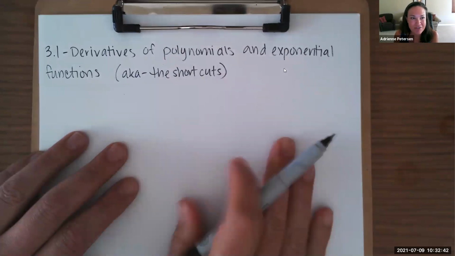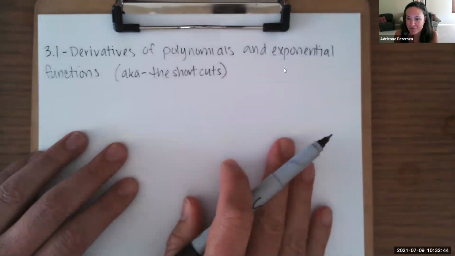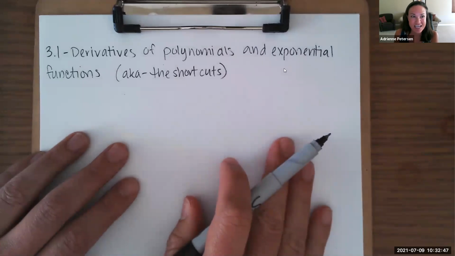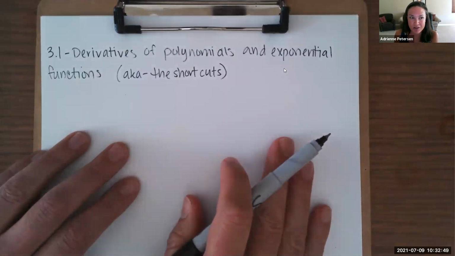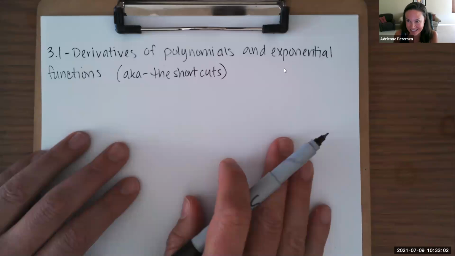In chapter 3, we're moving on to a bunch of rules on taking the derivatives. What we're doing today is derivatives of polynomials and exponential functions, also known as the shortcuts. So no longer will we ever have to do the limit definition of the derivative. It is important that you see where that comes from, that approximating slope of the secant line.